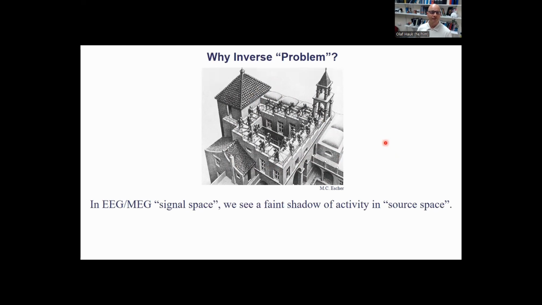So in EEG and MEG signal space, without source estimation, we only see a faint shadow of activity in the source space. So we are losing information. We are projecting something from a higher dimensional space into a lower dimensional space. That means we still have some information, but we will not be able to reconstruct everything that created our signals.